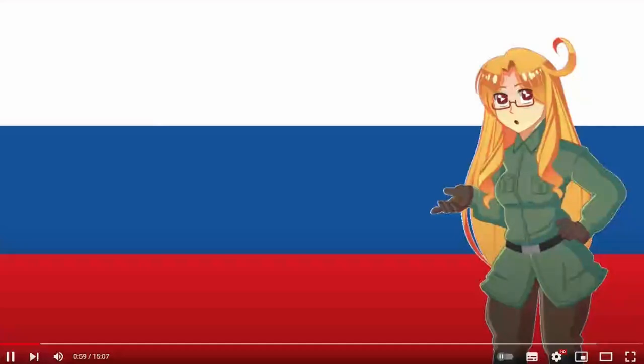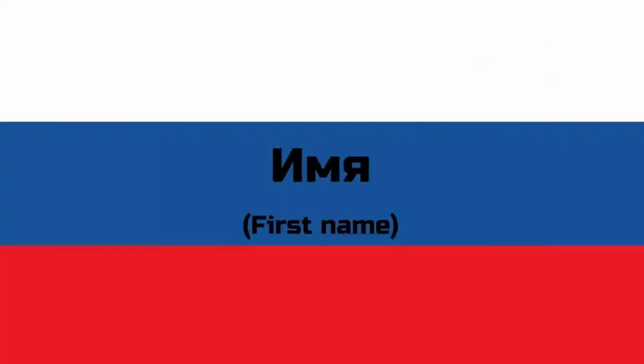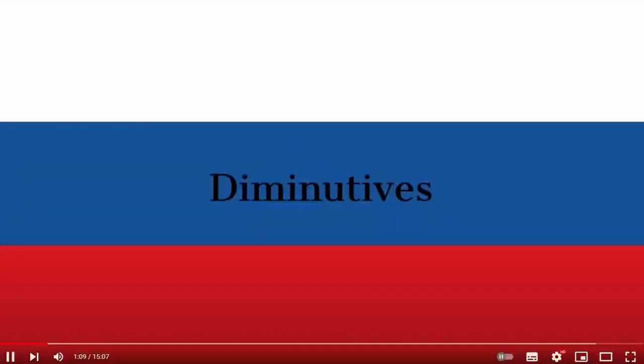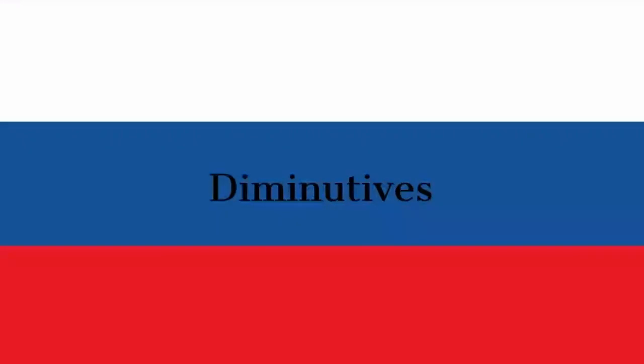Each of these have aspects a lot of non-Russians don't really understand. So let's start with the first name. One thing that a lot of non-Russians don't understand is diminutives. Yeah, exactly. Just name. It's just written imya, name. These are informal names, and there are different types.